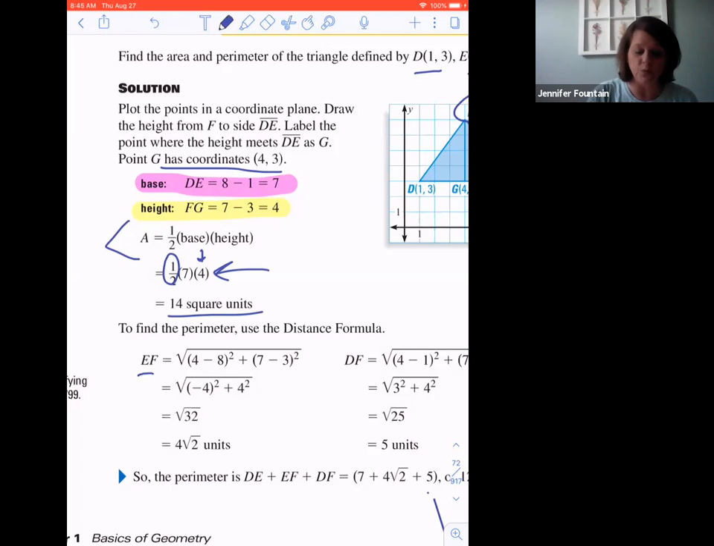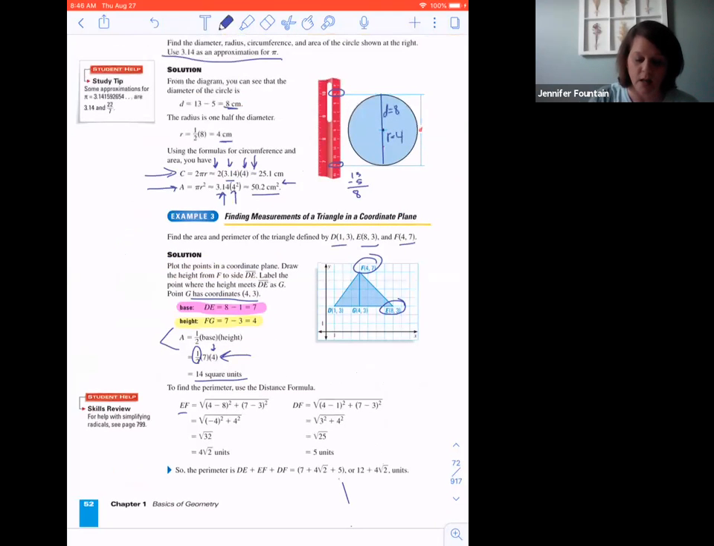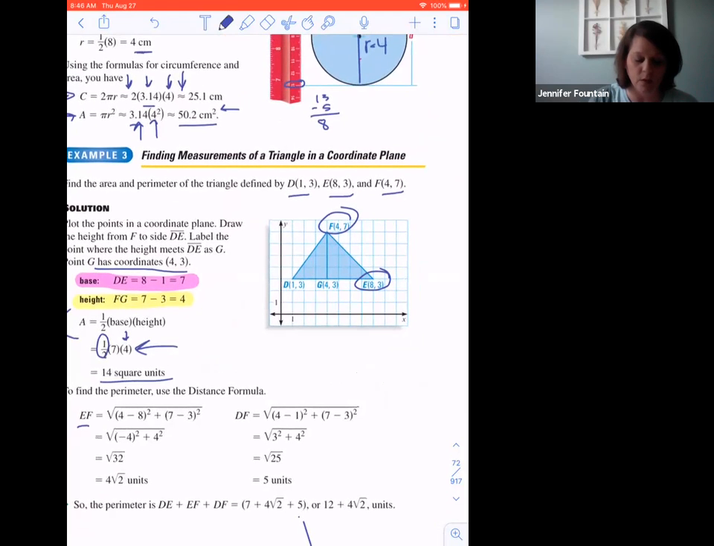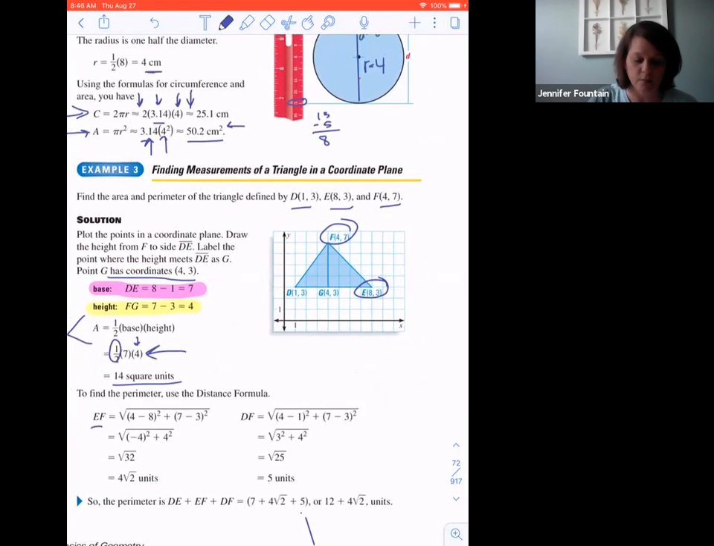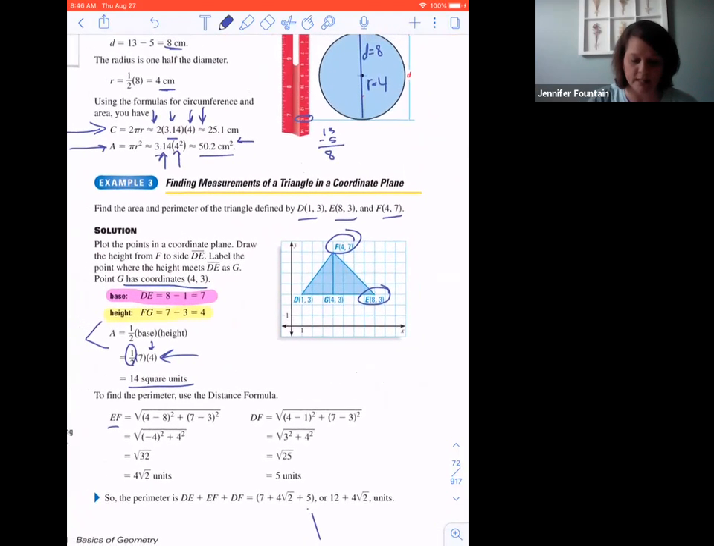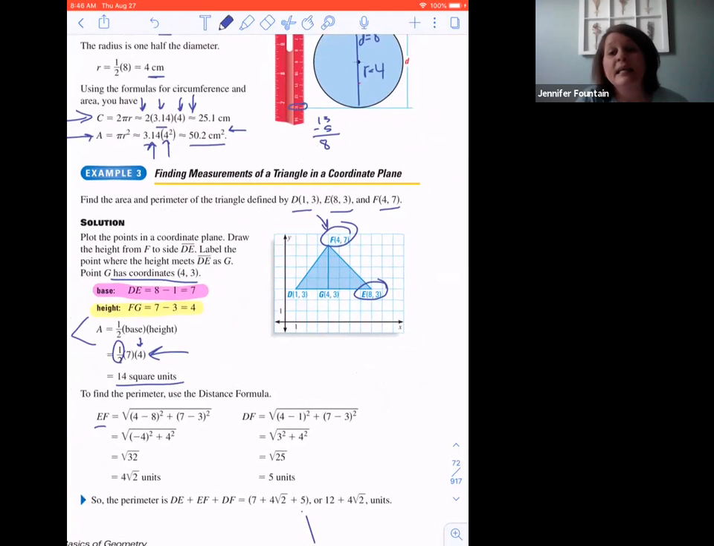Remember with our distance formula, this is where we have x2 minus x1, plus y2 minus y1. Why am I saying this backwards? Okay, so they're using F as point 2. Now again, is what you were asking, does it matter if I use E or F as your point?